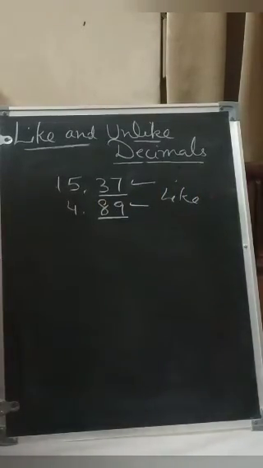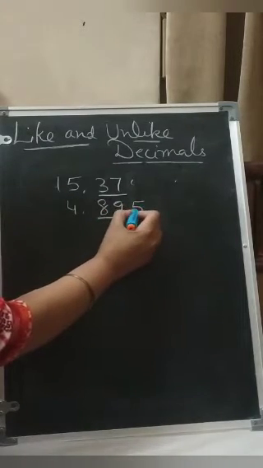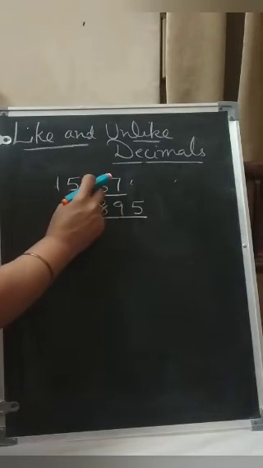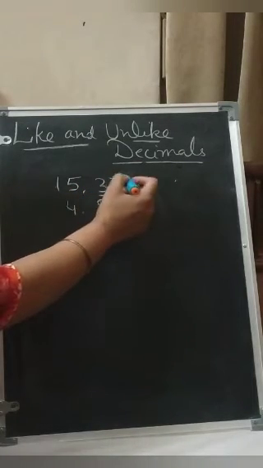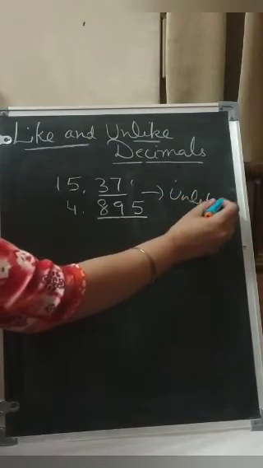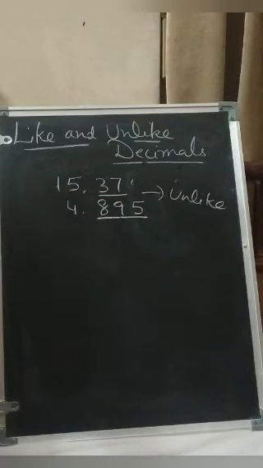But if here I will write 5, how many decimal places are there? 1, 2, 3. And how many decimal places are here? 2. So these are now called unlike decimals. So when the decimal places are the same, they are like decimals, otherwise unlike decimals.